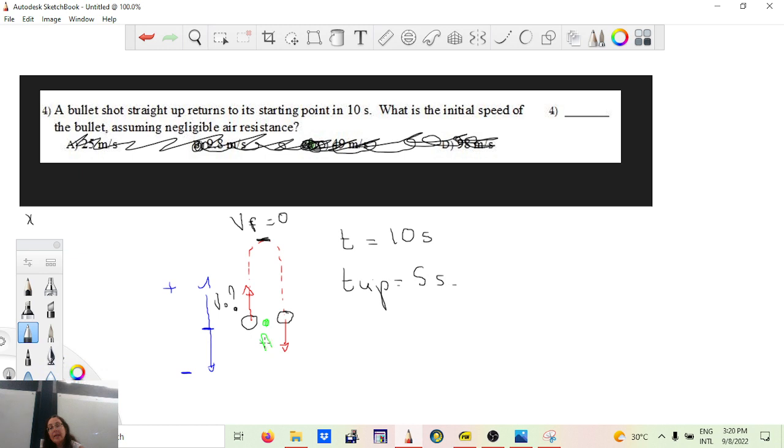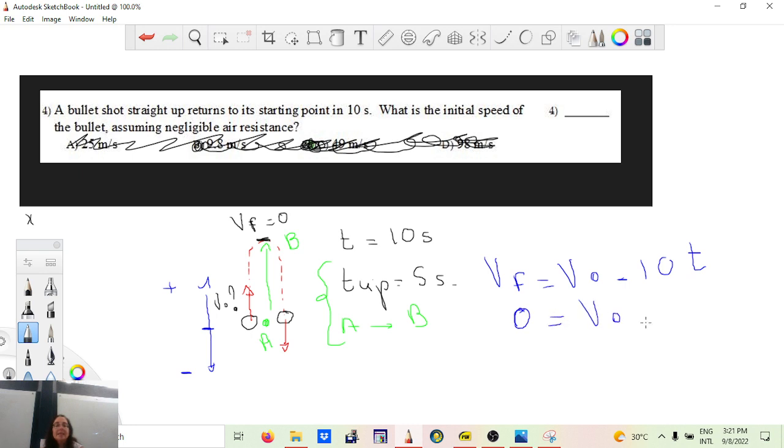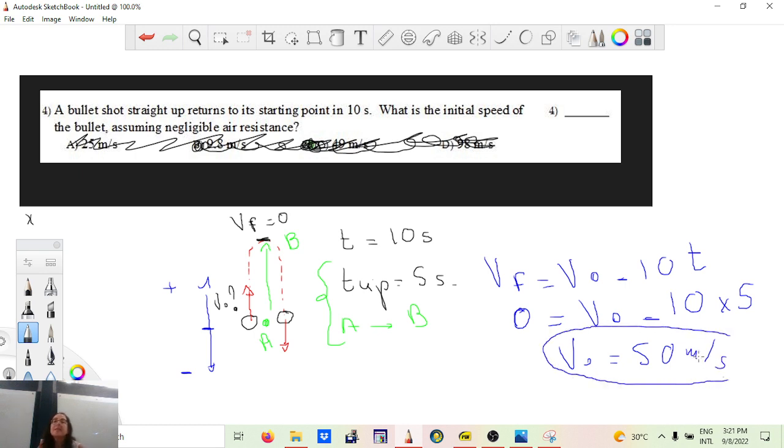So if you want, you can start from A and B will be here. If you do that from A to B, the time is 5 seconds. So in that case, you can say the final velocity equals initial velocity minus 5t. So final velocity is what? Well, in that case, yeah, but you are not supposed to look at the answer. So final velocity here is zero. Initial velocity I don't know. Times 5, you're right. So initial velocity is 50. Do you agree?